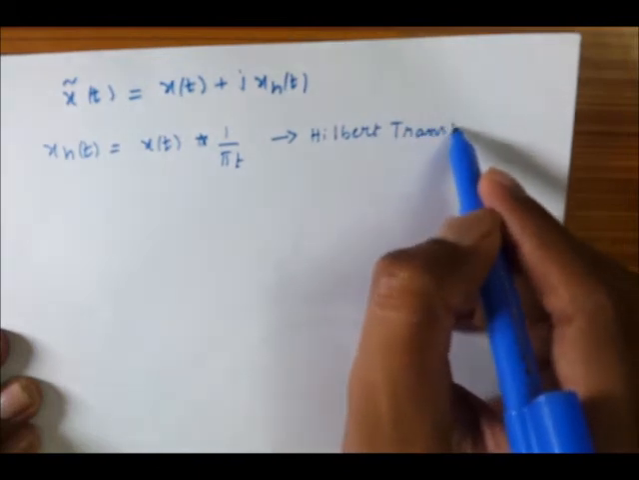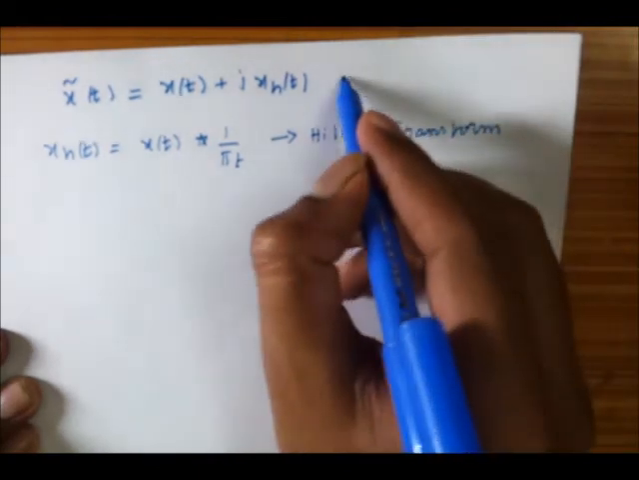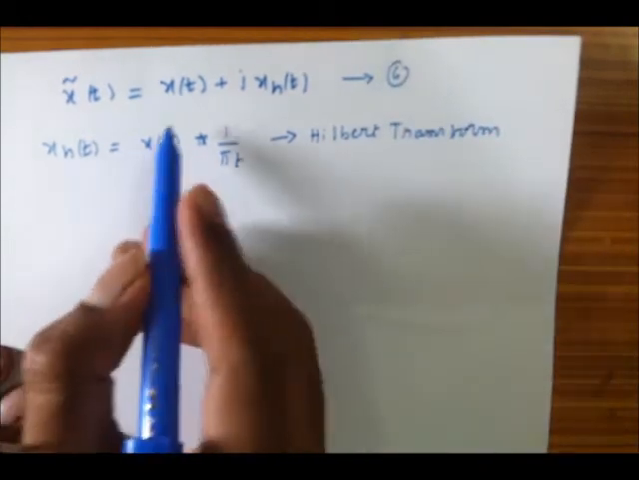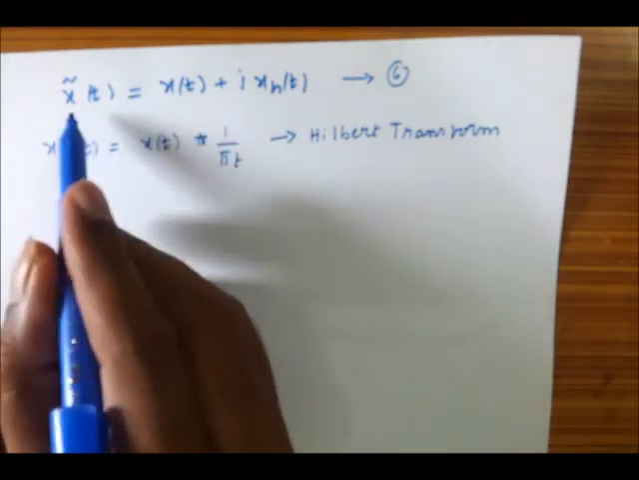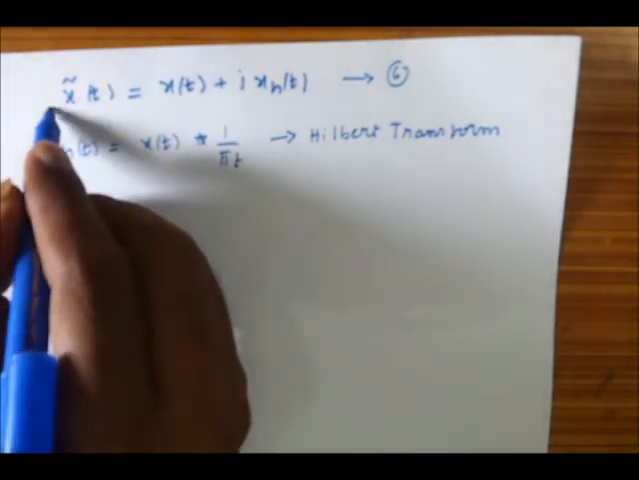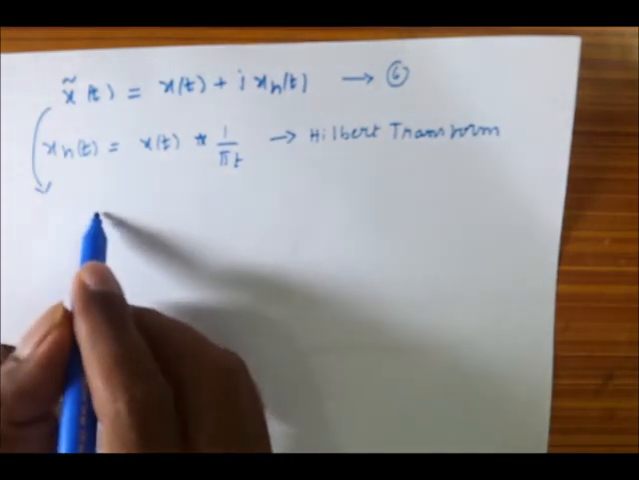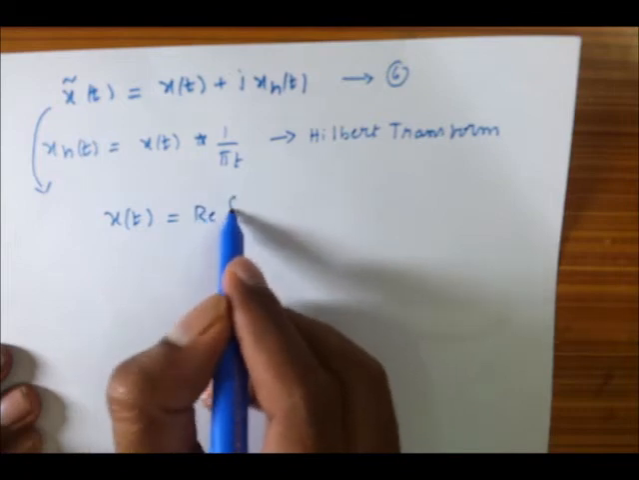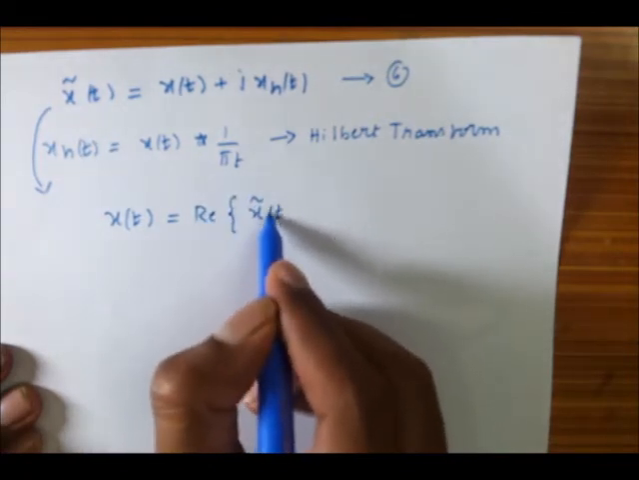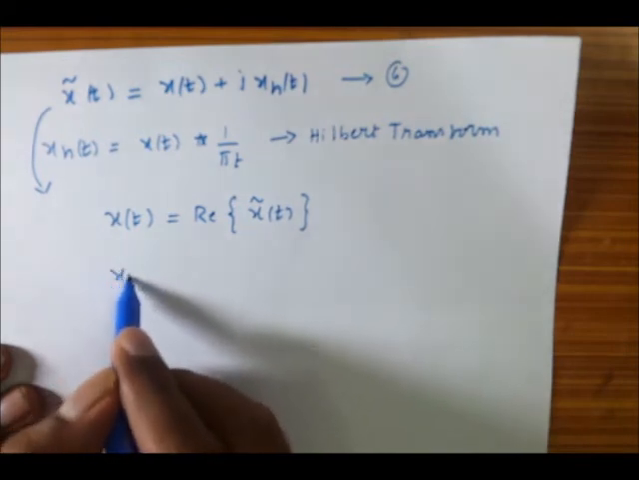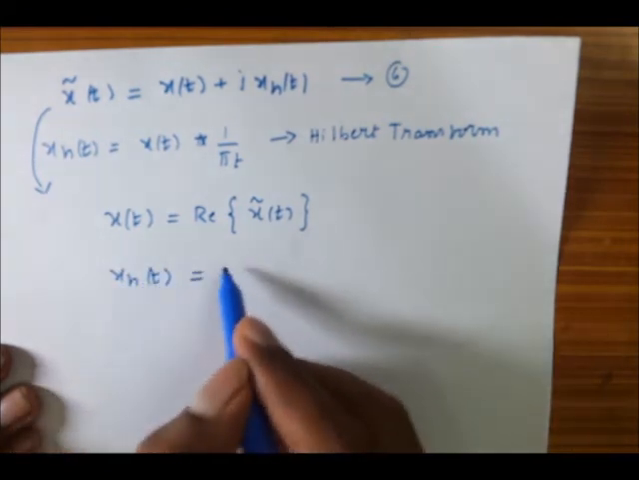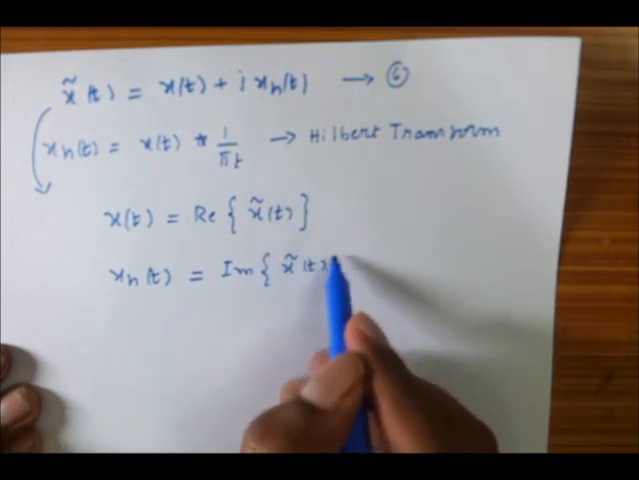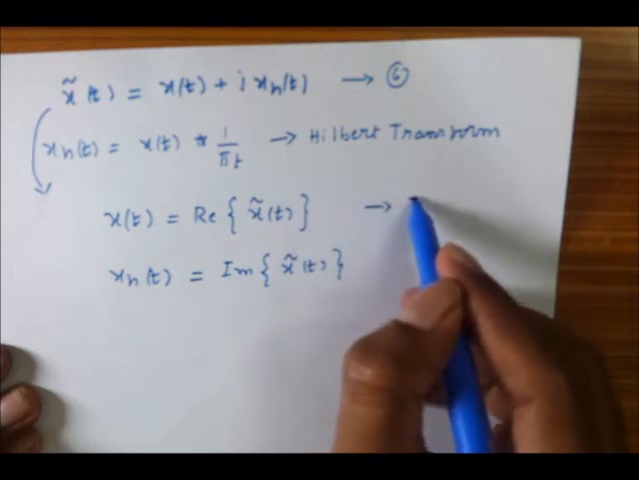So if you look at this equation, let me call this 6. How do you get back your original signal x of t from its analytical signal? This equation implies x of t is nothing but the real part of the corresponding analytical signal. Similarly, the Hilbert transform of the signal will be equal to the imaginary part of the corresponding analytical signal. So these two are very important results. Let us give some number to them.